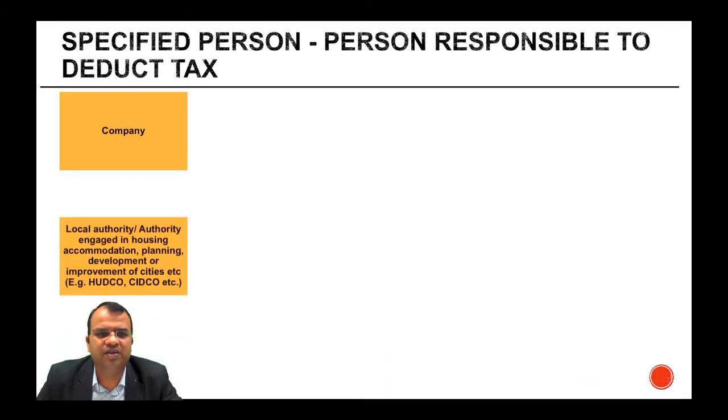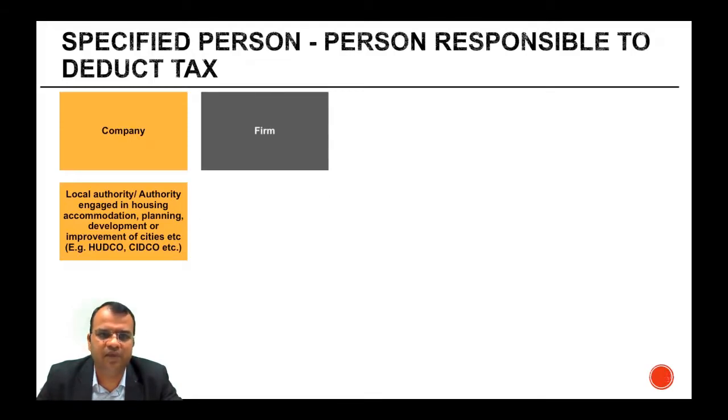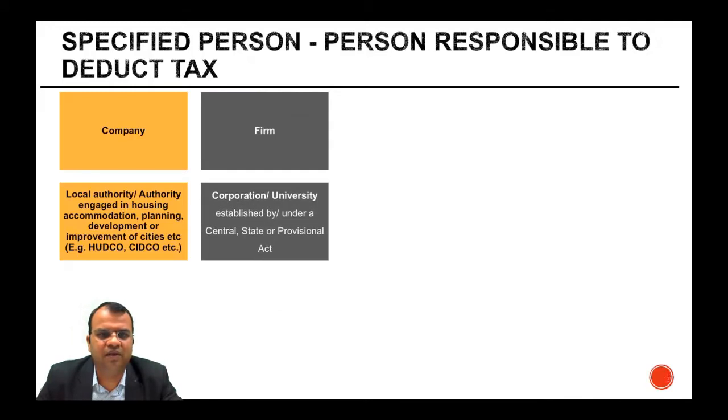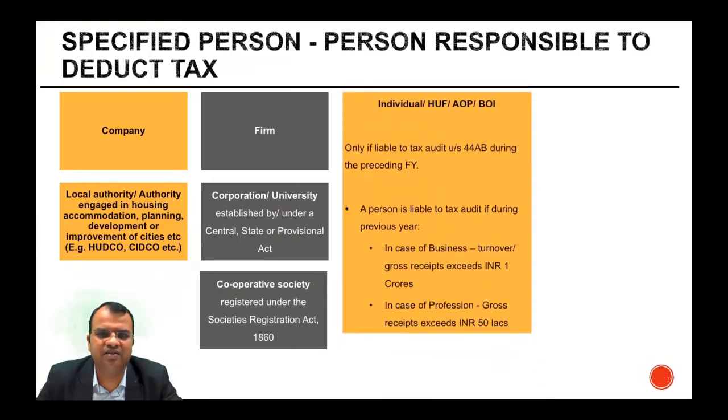A specified person can be a company. It can be a local authority engaged in housing accommodation, planning, development or improvement of cities like HUDCO, CIDCO, etc. The payer can be a firm, it could be a corporation or a university which is established by or under a central, state or provincial act. It could be a cooperative society which is registered under the Societies Registration Act 1860.